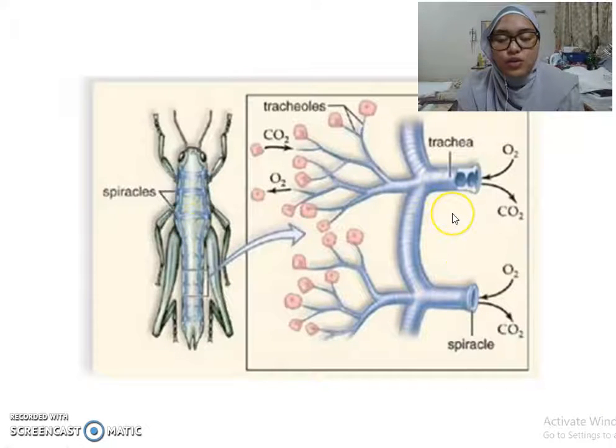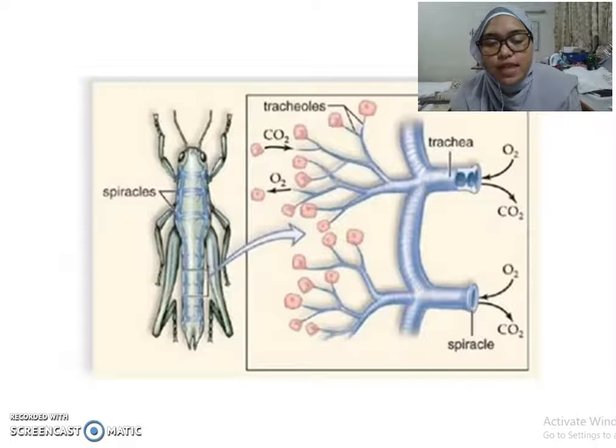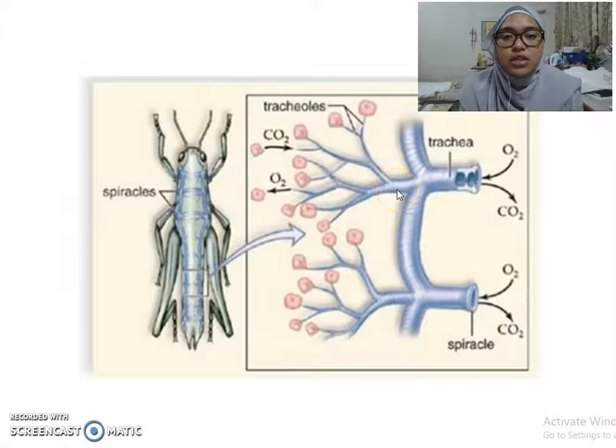And also, to reduce water loss, the spiracle openings are very efficient with the help of muscle that surrounds it. So when the muscle contracts, the spiracle will close. When the muscle relaxes, the spiracle will open, and then oxygen can come in. The water loss can also be reduced by the presence of hair around the spiracle, where the movement of air will be reduced.